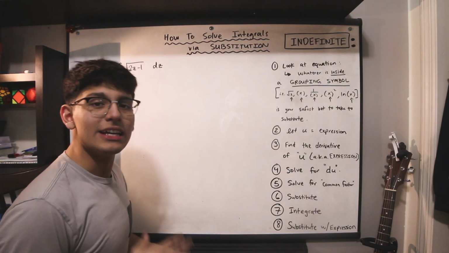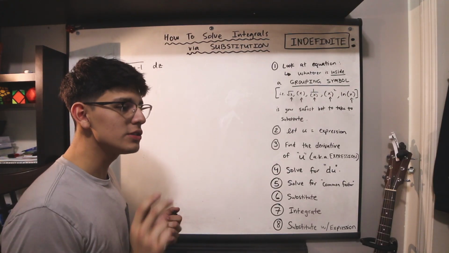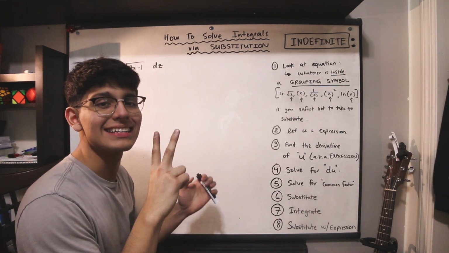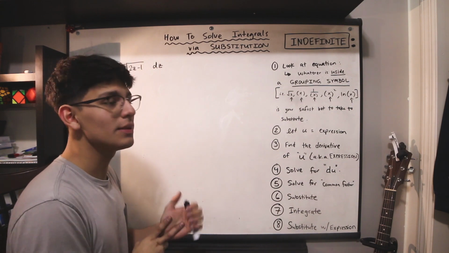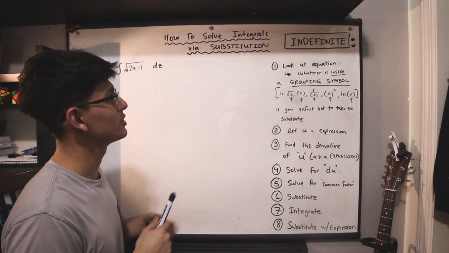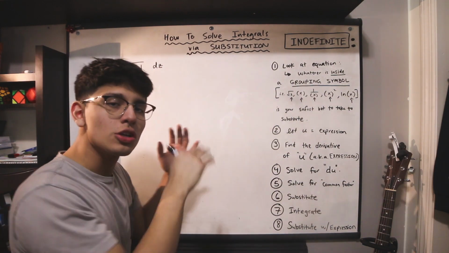Alrighty, so we're going to be solving integrals via substitution. There are two types of integrals we would be solving for. As you know, there are indefinite integrals and definite integrals. So we're going to be looking at both of them today, and we're going to be following 8 steps in order to solve indefinite integrals. So let's jump right into it.